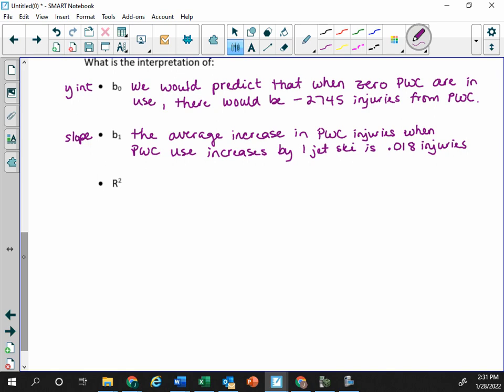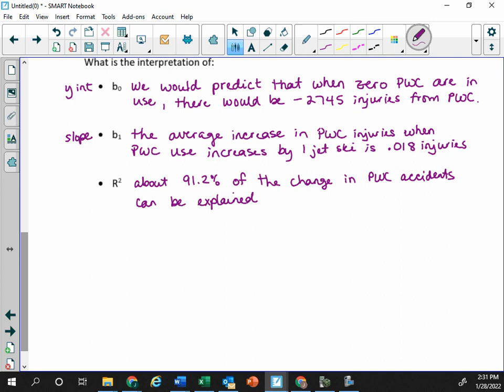This is talking about what gets explained here. So about 91.2%, that was the r squared value, of the change in personal watercraft accidents or injuries, sorry that I'm switching, can be explained by the number of personal watercraft in use.